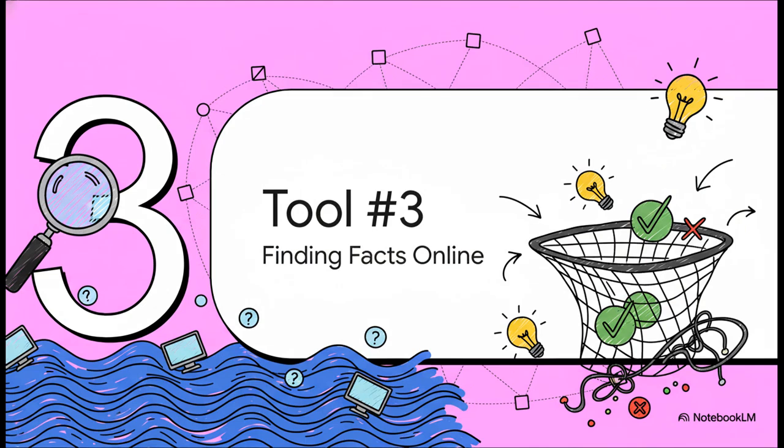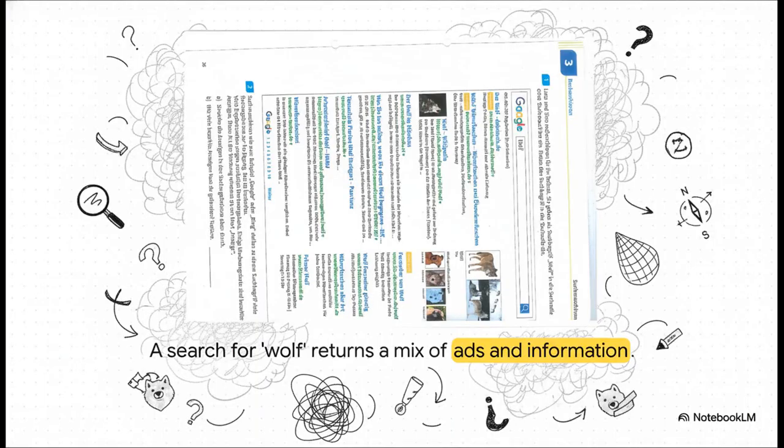Okay, time to put on our detective hats. Tool number 3 is all about navigating this massive ocean of information to figure out what's real and what's, well, not so real. So check this out.